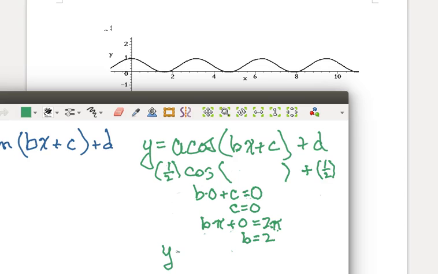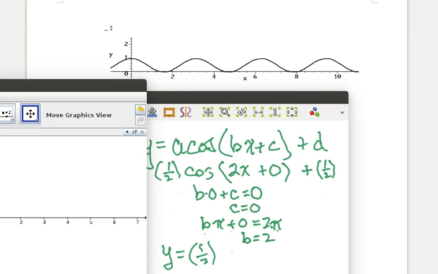Y is equal to 1/2. Well, let me just write it in up here. B we decided was 2, and C was going to be 0, so it's silly to write in that plus 0, but I'll do it just for completeness.